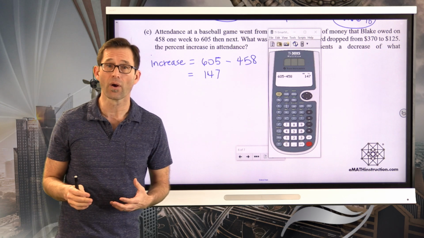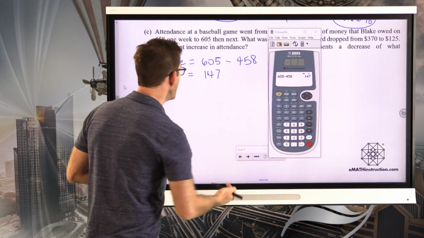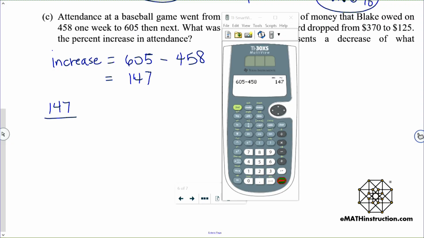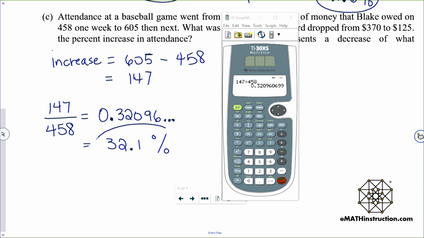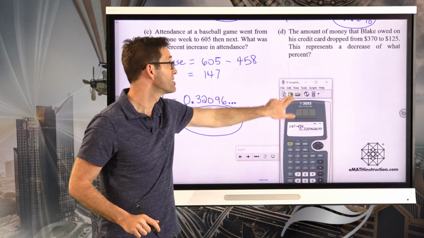All right, now I need to figure out what that 147 represents as a percentage of what I started with, the 458. So I'm going to do 147 divided by 458. And let's see what we get there. 147 divided by 458. All right, that's 0.32096, etc. And we can now say that that's 32.1%. A 32.1% increase in attendance. That's a big percent increase. All right, let's take a look at that last one.